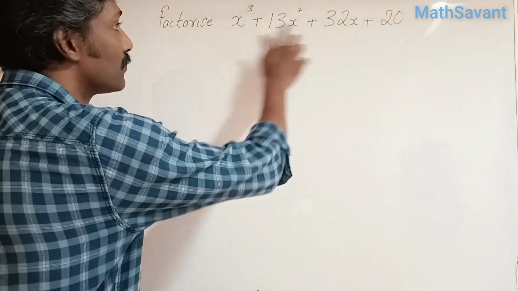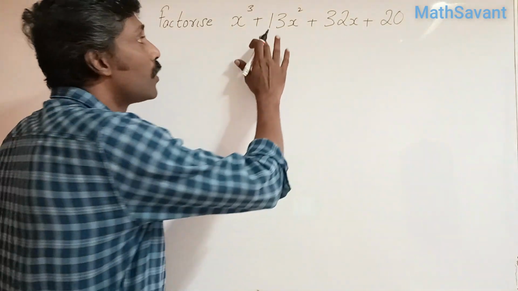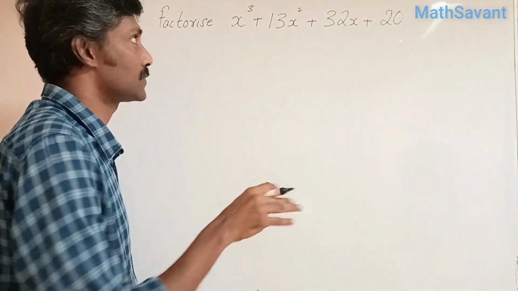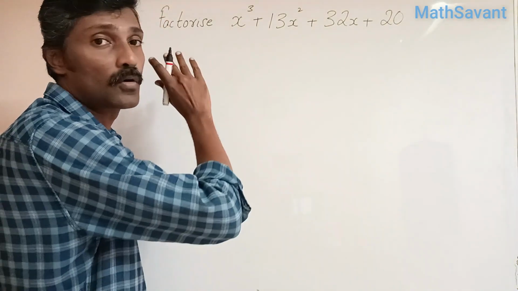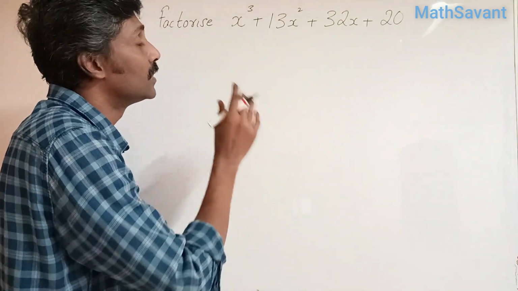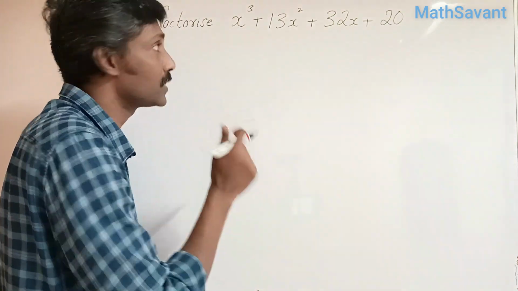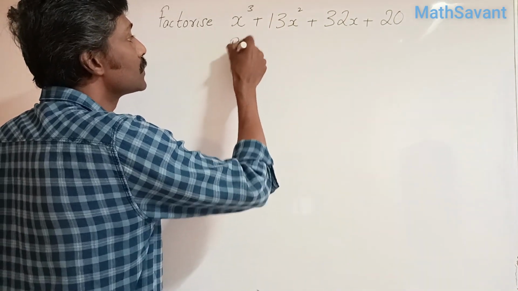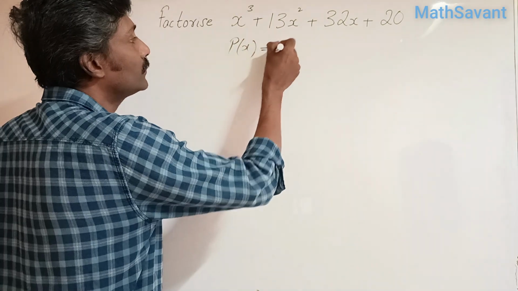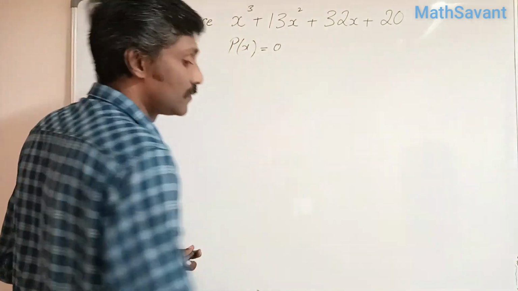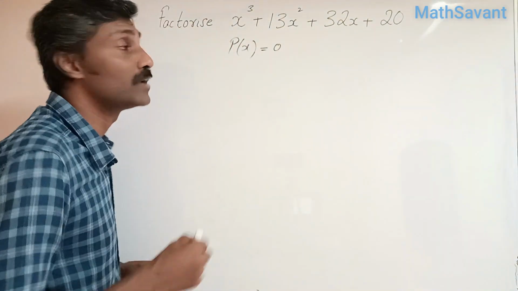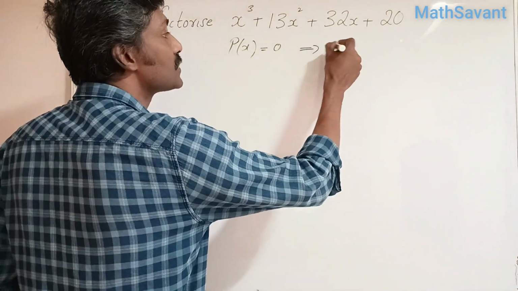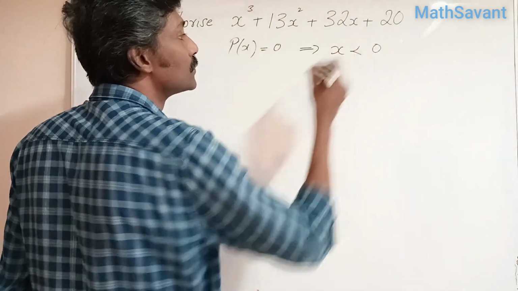Now this is p of x. Since all the terms are positive, the root has to be negative, because if you substitute x equal to a positive number, you will only get a positive answer, right? But we want 0 as the answer. So let p of x equal to 0. If p of x equal to 0, then we have to substitute a negative value for x. That implies x has to be less than 0, right?